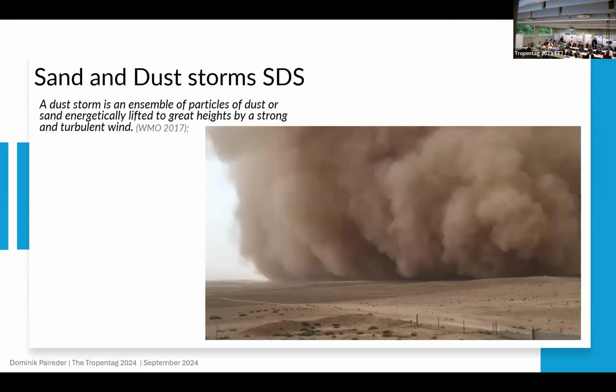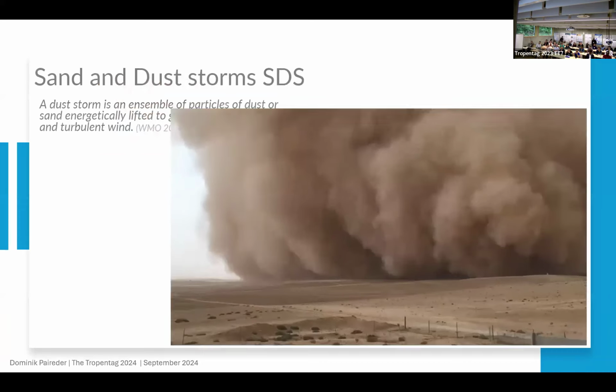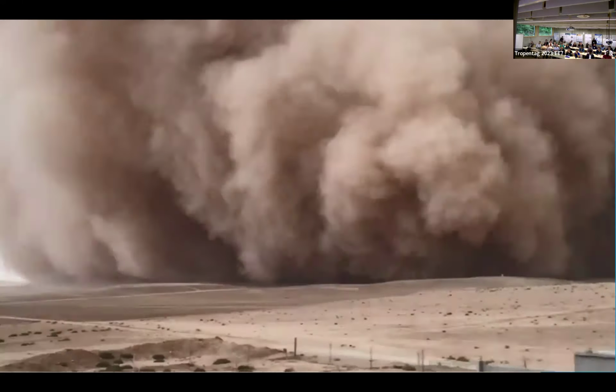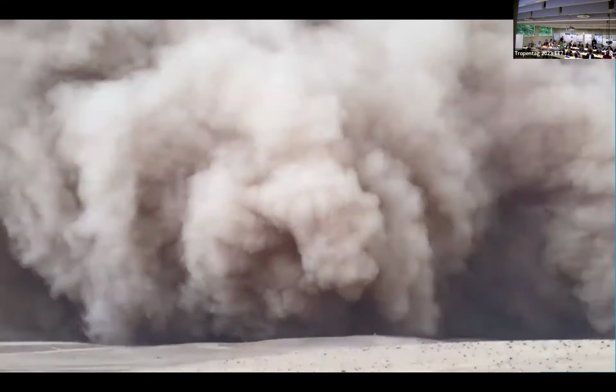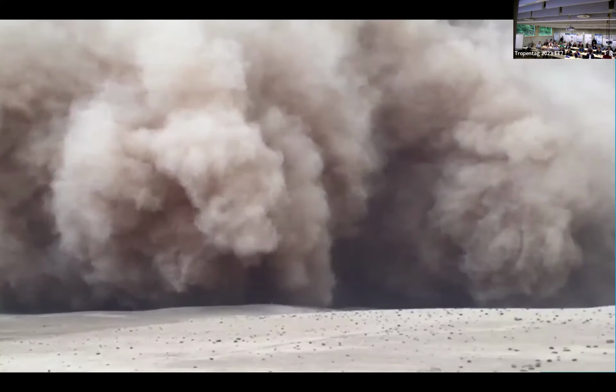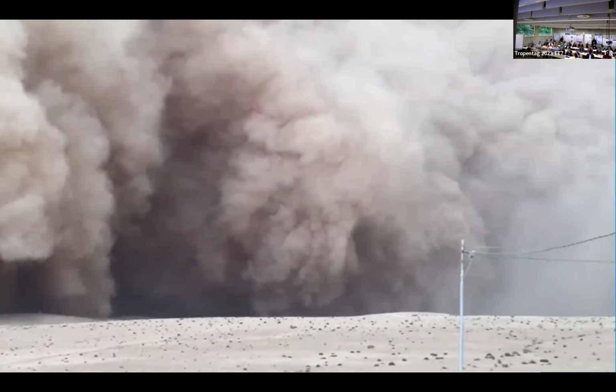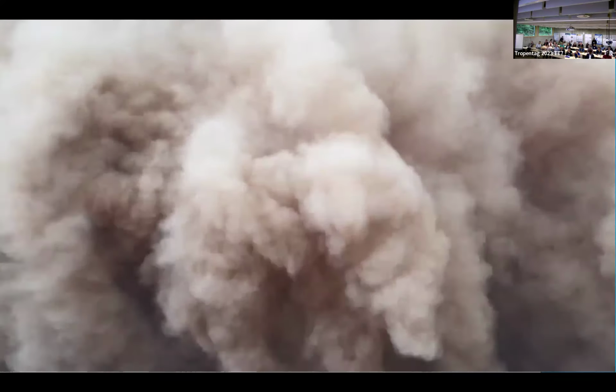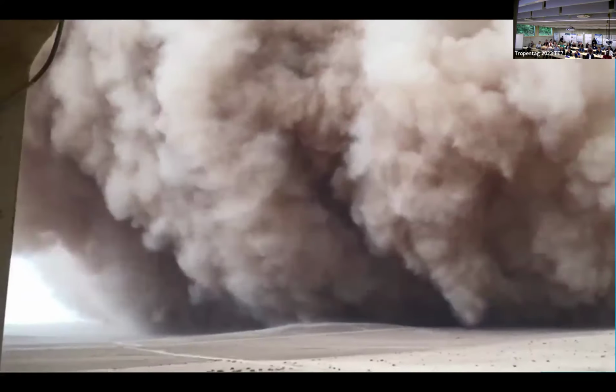What is a sand and dust storm? A dust storm is an ensemble of particles of dust or sand energetically lifted to great heights by a strong and turbulent wind. I just want to show you a small video, because then you can really see the huge impact of these sand and dust storms. So yeah, you can see great heights. It's quite fast, and it's like a big wall coming toward you.